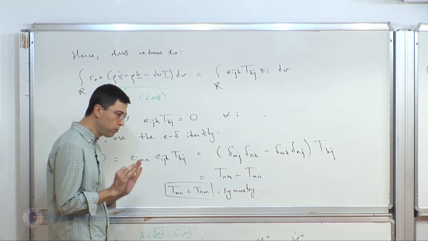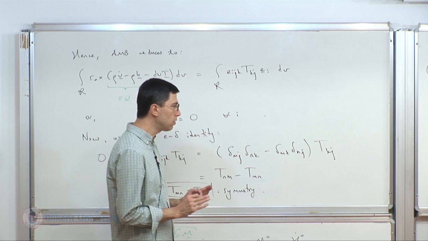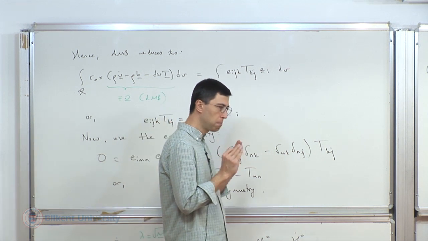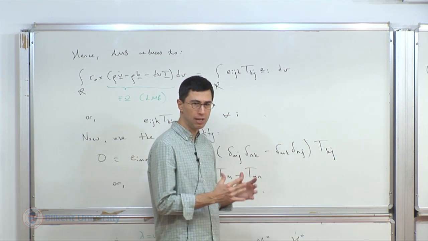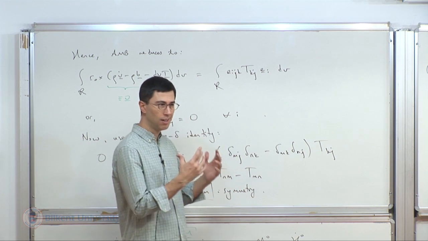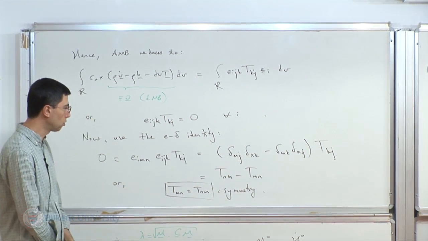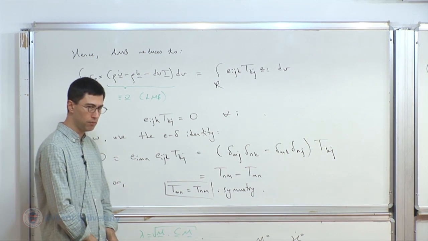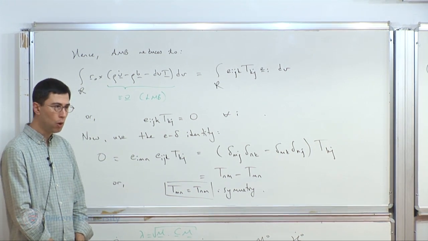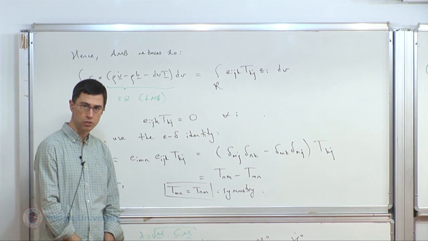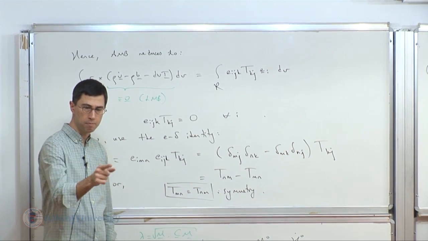Okay? So the only thing that remains presently is to actually derive Cauchy's expression, namely that the traction is a stress tensor multiplying the normal. Okay? And that's what we're going to concentrate on in the remaining minutes of this lecture. Okay? So there are a couple of questions, I think. So let's begin here.